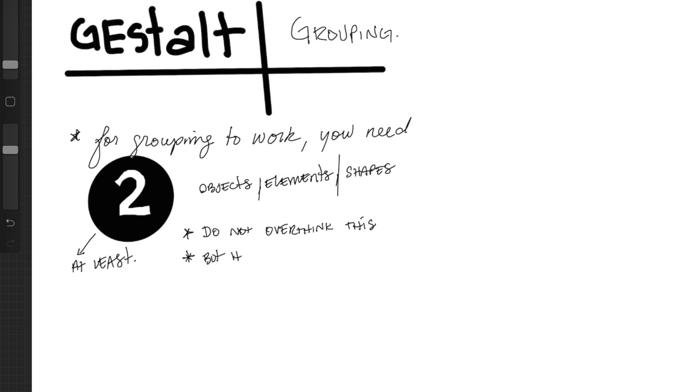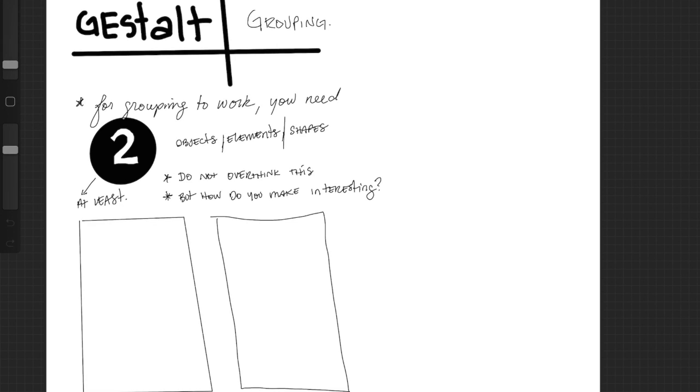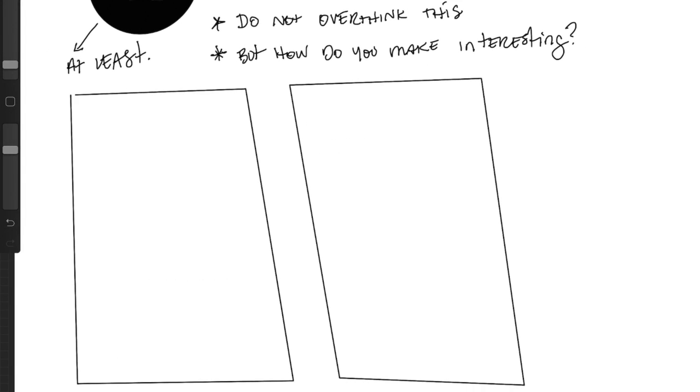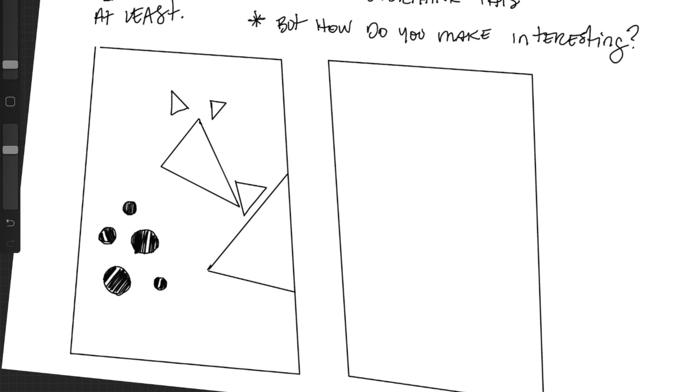Do not overthink this, but again, how do we make this interesting? Let's look at this in two different examples. In the first one, and a lot of the times when I'm working with a lot of different shapes, multiples, I usually throw in primitive shapes as stand-ins for the shapes that I'm really going to use.